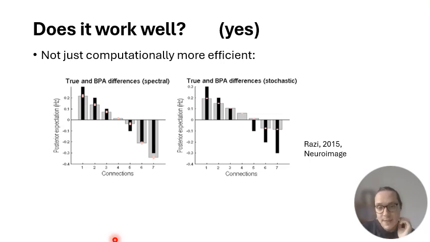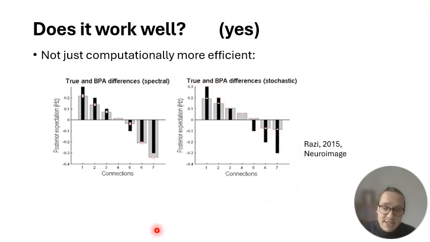So this is some work done by Adeel Razi, who really pioneered a lot of the spectral DCM work. And this is some data that they have generated here in these plots. So this is some synthetic data which represents the ground truth connections between some imaginary brain regions. And these true connections are shown here by the black bars.